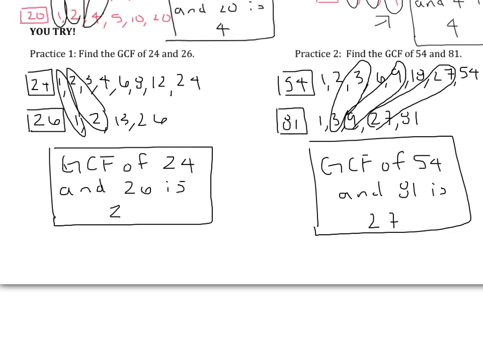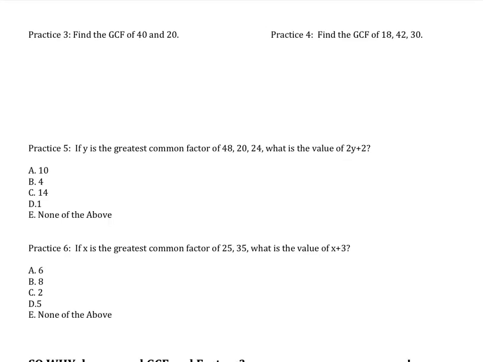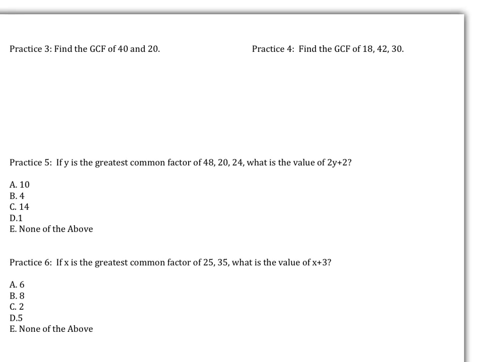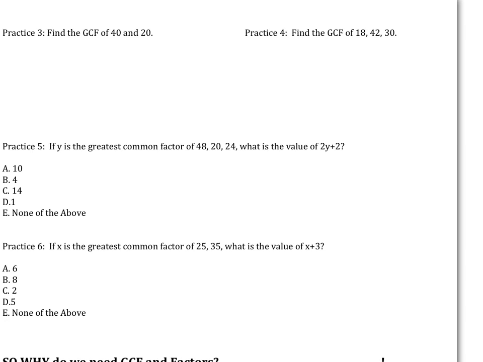Alright, I want you to do one more example, and that's an example where you're given 3 numbers. So you have to find the GCF of 3 different numbers. We're going to go a little farther in our notes so we can see an example with 3 different numbers. Let's look at example 4. This says find the GCF of 18, 42, and 30.